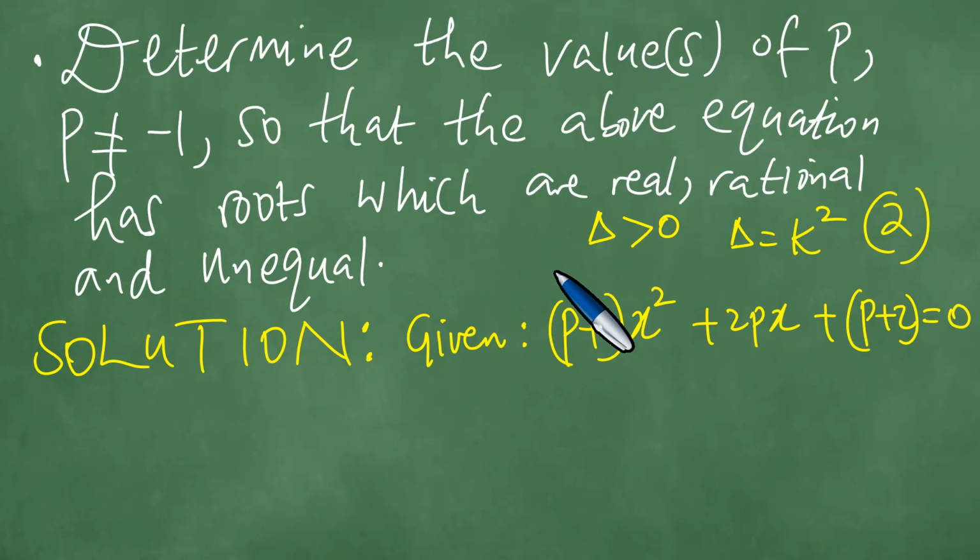Well, unequal means that delta must not be zero. Because for equal roots, delta is equal to zero. So for unequal roots, delta is not equal to zero. Because we did the equal roots. So now, we already know the question is given 2 marks because we already know delta for this question.